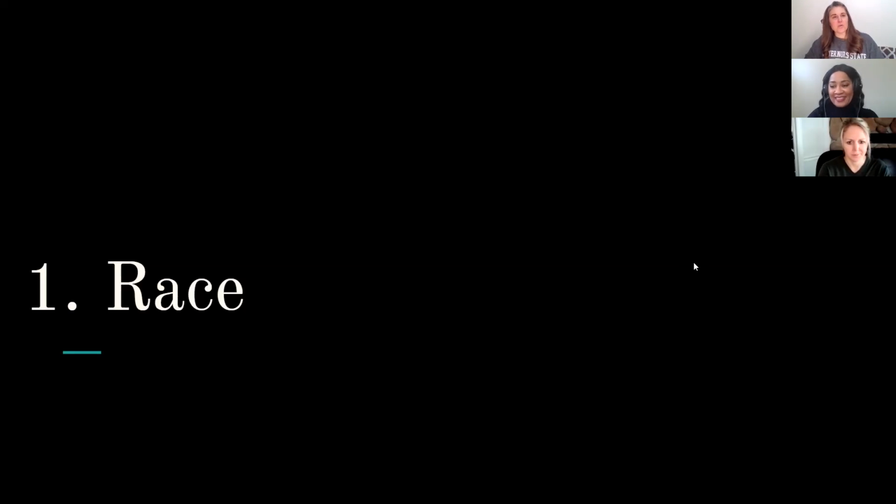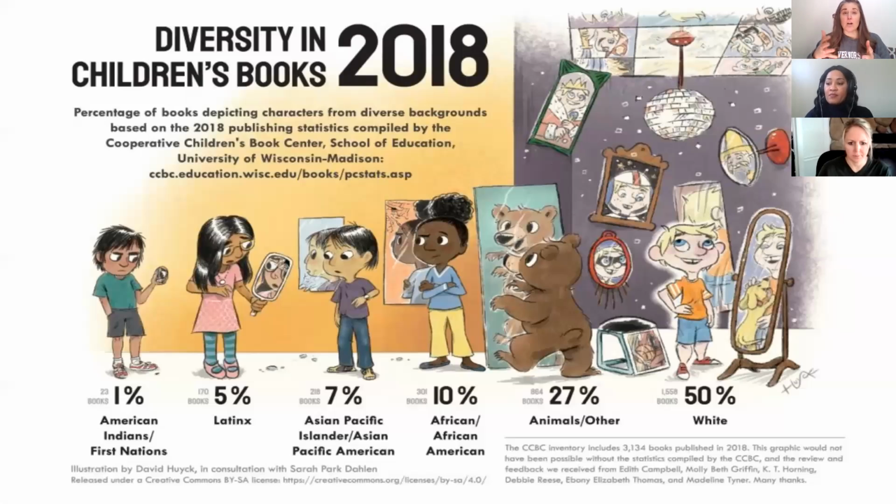Okay, so now we're going to break down some of these areas of identity that Kim talked about. And the first one we're going to talk about is race. This first graphic goes along with the statistic that Kim shared with us, the CCBC, the Cooperative Children's Book Center out of the University of Wisconsin-Madison. And like she said, they looked at over 3,000 books that were published in 2018, all these children's books.